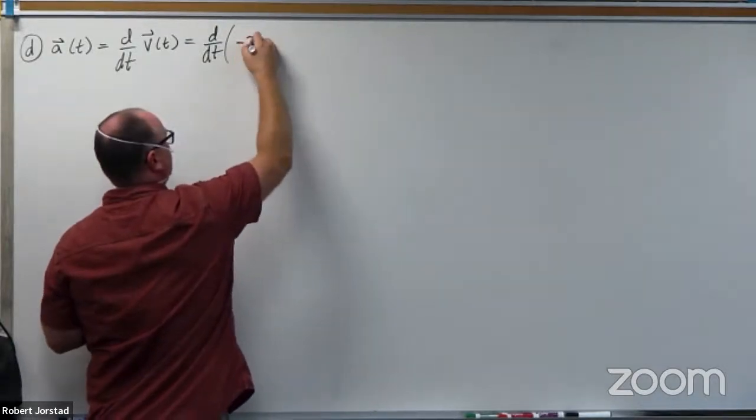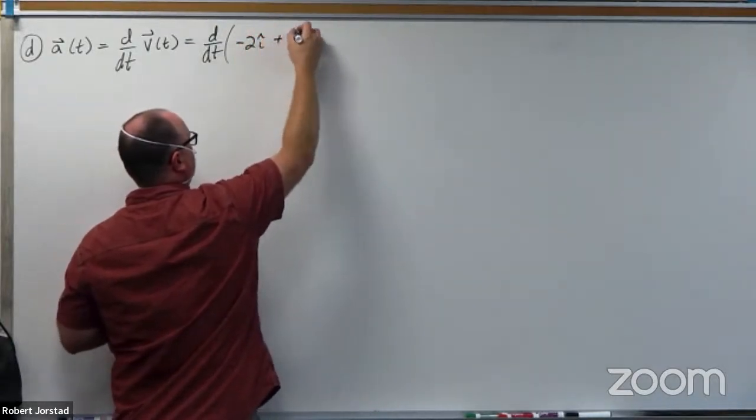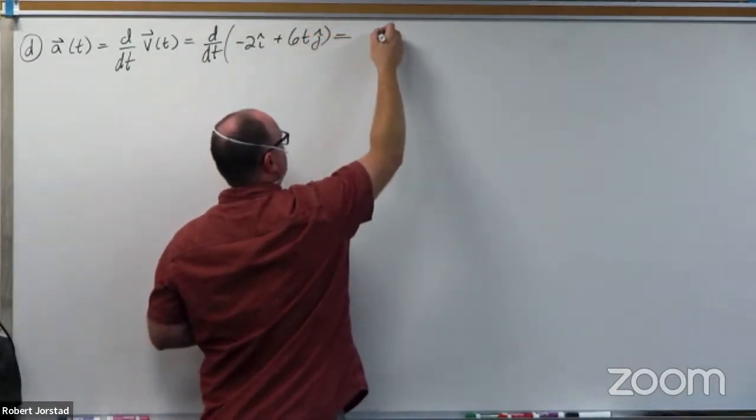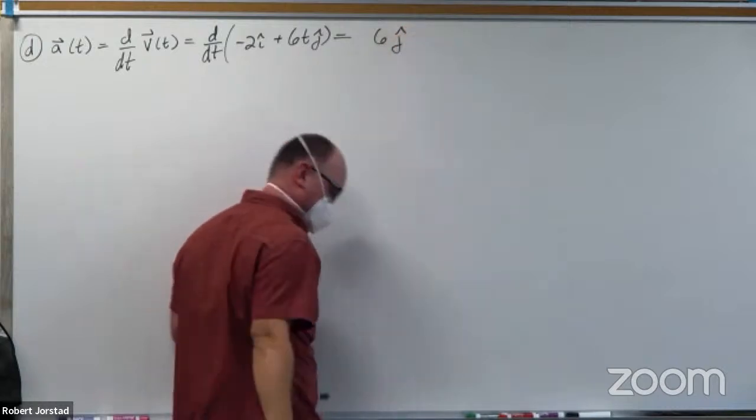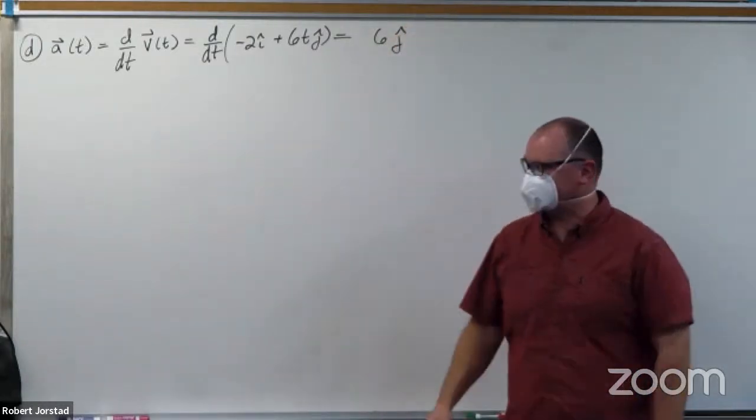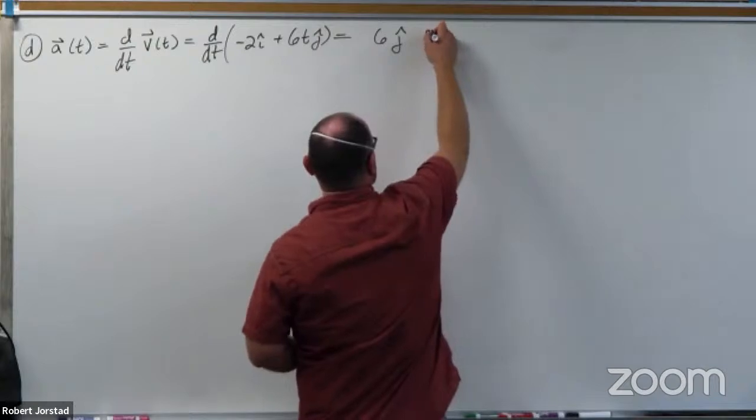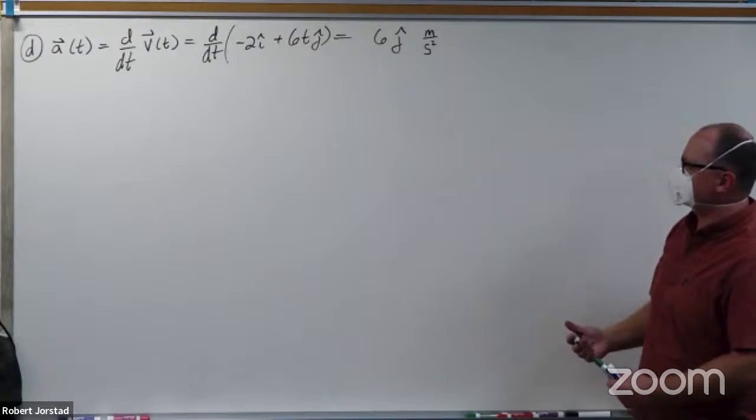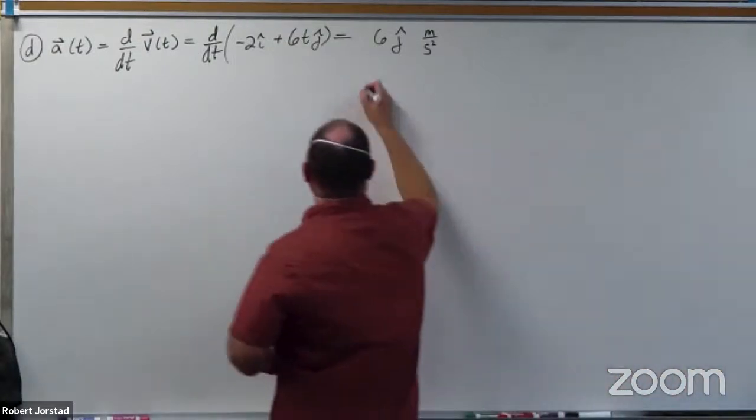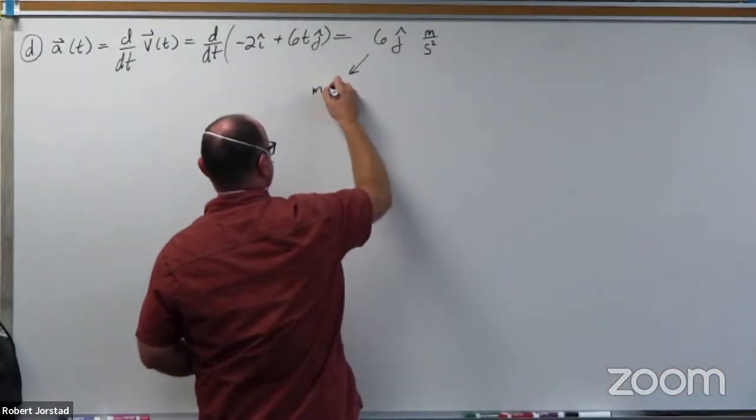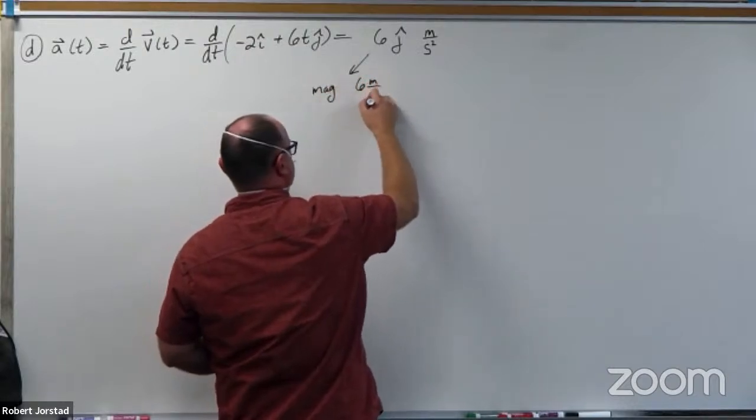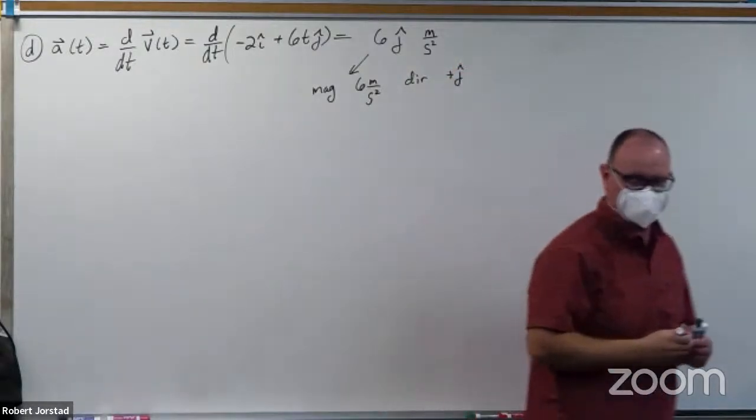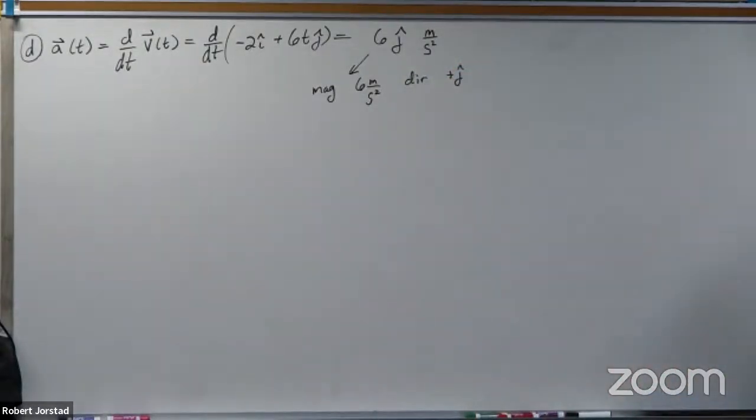All right. That's going to equal, I think, just 6 in the j hat. What units? Meters? It's acceleration. Yeah, meters per second squared. Good. All right. So far, so good. Now, in this case, what's the magnitude? Magnitude is just 6. What's the direction? Plus j hat. Good. Or j hat. Yep. So far, so good.